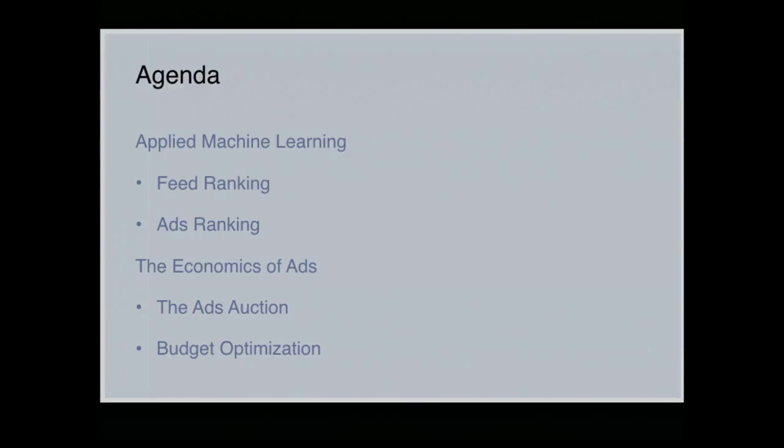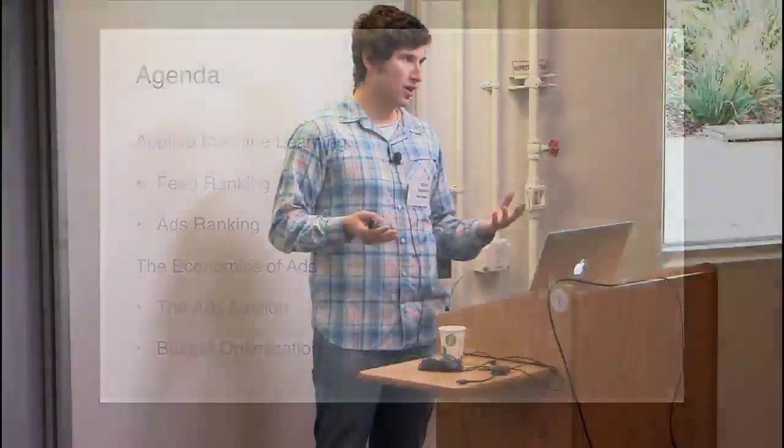The talk is broken down into the machine learning side: how do we predict various things that we care about on Facebook, such as the probabilities that users are going to do different things? And then, given those predictions as input, how do we actually decide what content to show a given user?